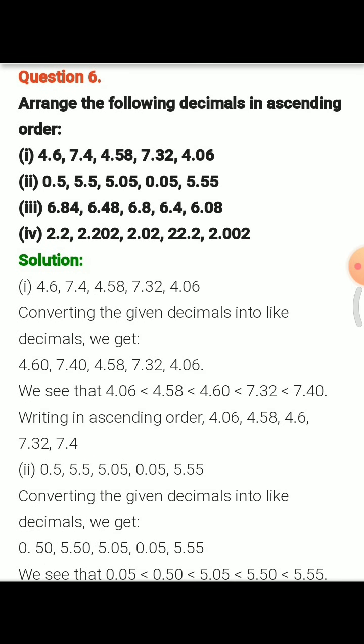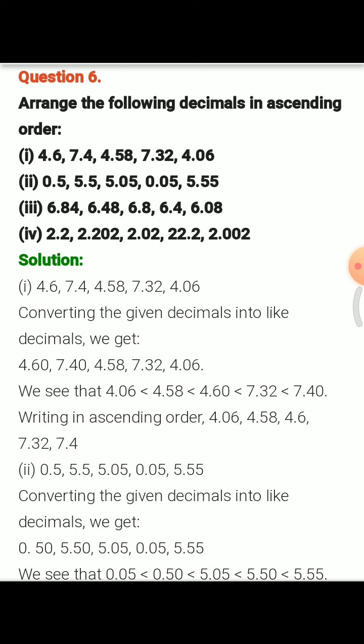Arrange the following decimals into ascending order. At first you tell me what is ascending order. Ascending order means numbers which start from lowest to greatest, means छोटे से बड़ा. तो at first you note the question: 4.6, 7.4, 4.58, 7.32 and 4.06. Converting it into like decimals.